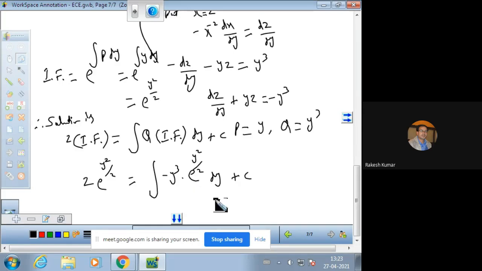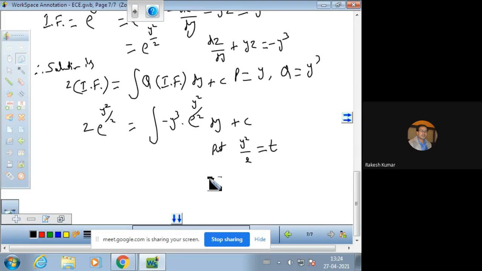Now you have to solve this. So put y square over 2 is equal to t, because there is an exponential term. So find out the derivative: 2y dy over 2 is equal to dt. 2 is cancelled. Now break this.